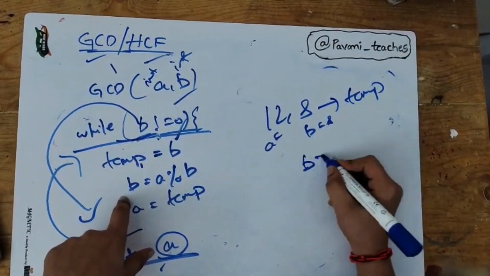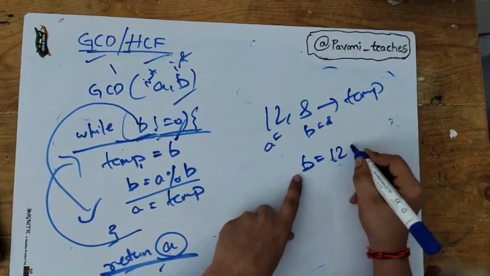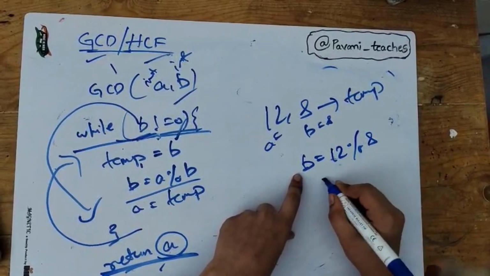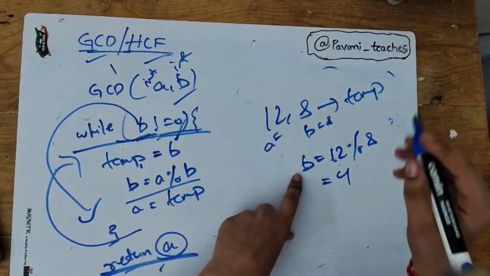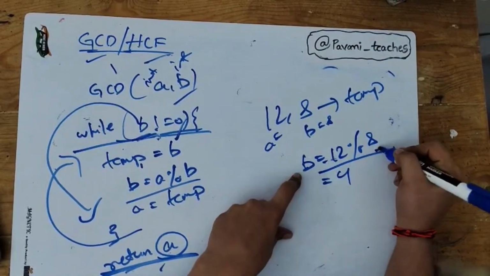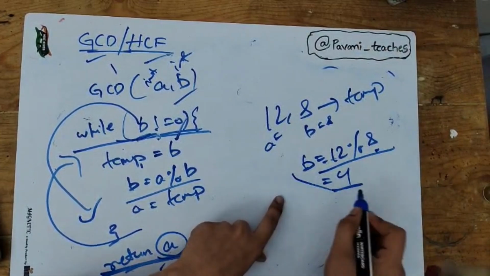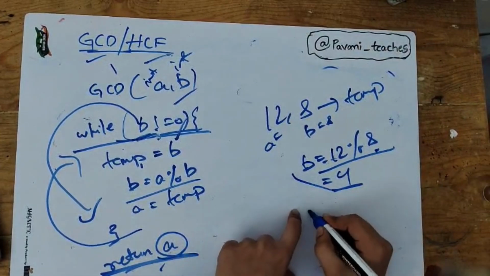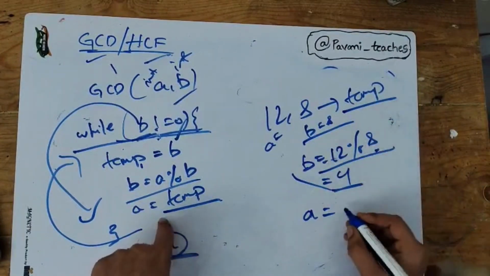Now it will change the b value, that is a modulo b, which is 12 modulo 8, which is 4. I hope you got it. After dividing 12 with 8, what will be the remainder? It is 4. So now b value will become 4. Then a value will be replaced with the temporary variable, which is 8.